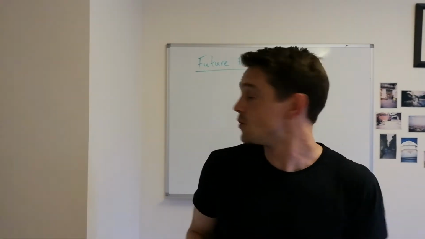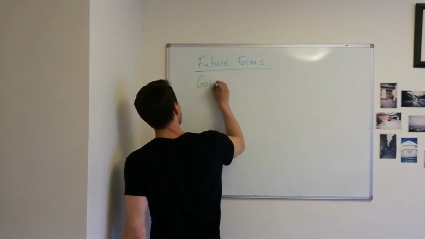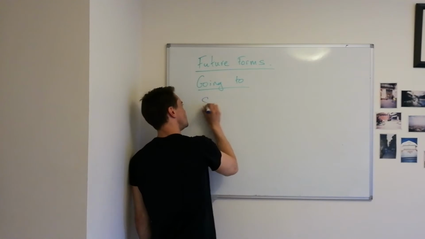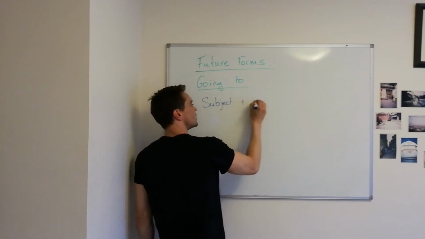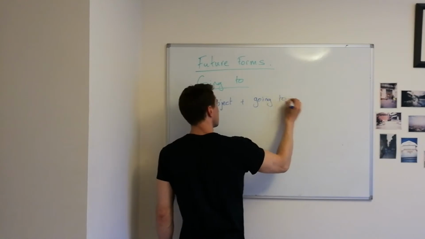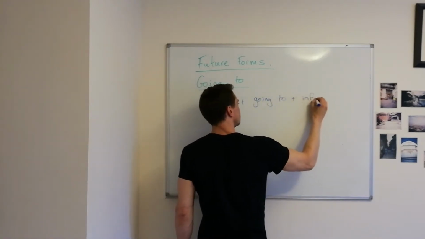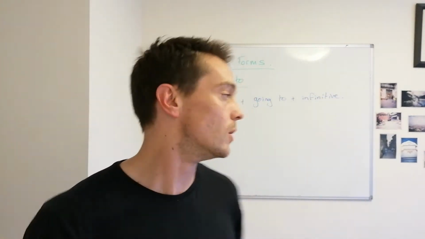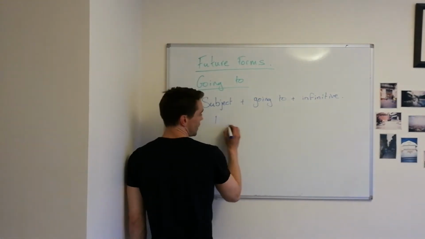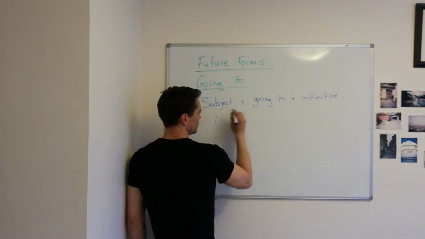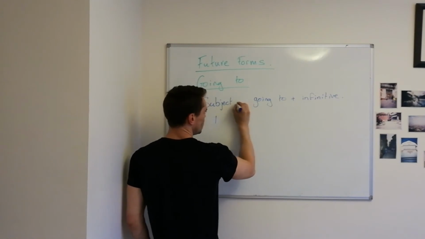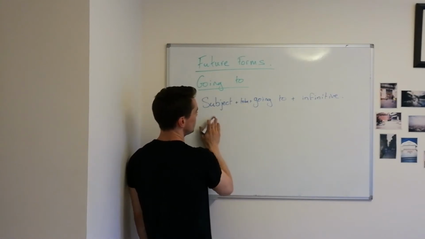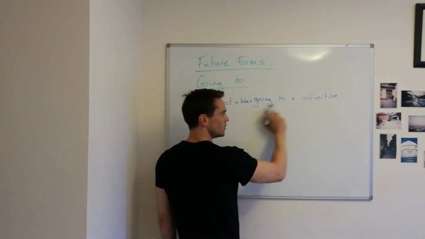Let's move on to the second future form. The second future form is going to. So how do we use going to? So the formula is subject plus going to plus the infinitive. So let's take the sentence about going to school. Actually, what we need to do here is we need to put in to be, the auxiliary verb. So it's actually subject plus to be plus going to plus the infinitive.